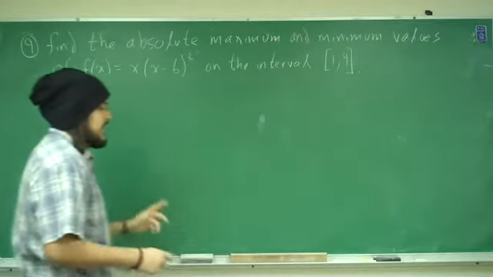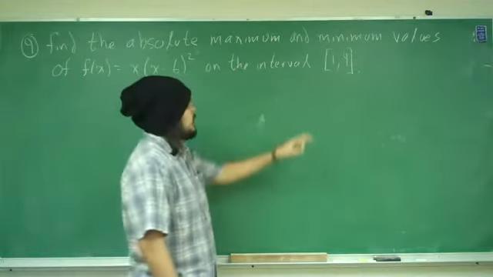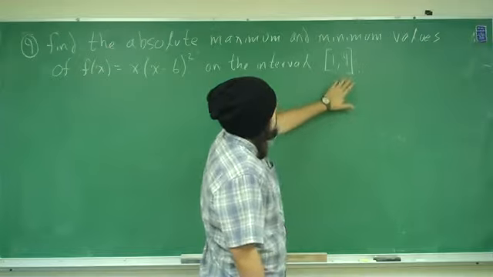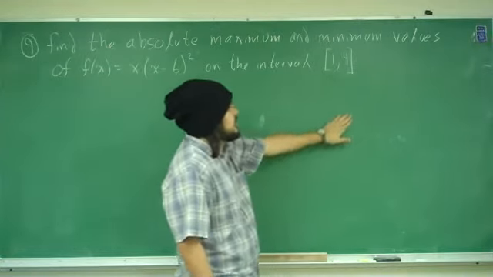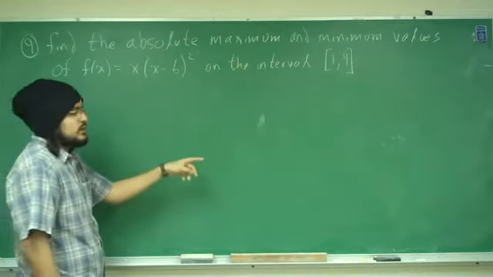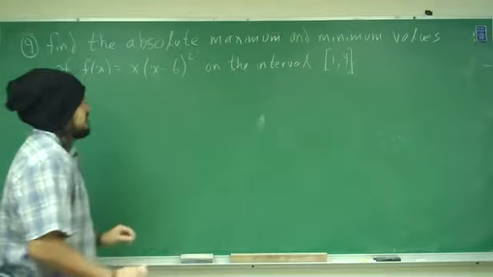Okay, in order to find the absolute max and min, we have to find critical points, and we also have to look at the endpoints of our domain. So 1 and 4 are also critical points. So even though we find critical points by making the derivative equal to 0, we also must include 1 and 4 as our critical points. Just putting that out there.